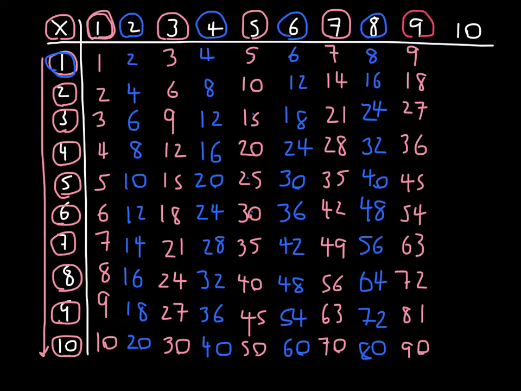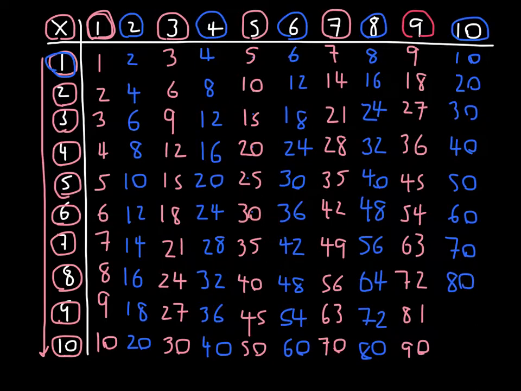And our last column, the 10 times tables. 1 times 10 is 10. 2 times 10 is 20. 3 times 10 is 30. 4 times 10 is 40. 5 times 10 is 50. 6 times 10 is 60. 7 times 10 is 70. 8 times 10 is 80. 9 times 10 is 90. And 10 times 10 is 100.